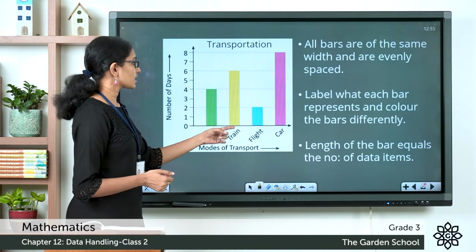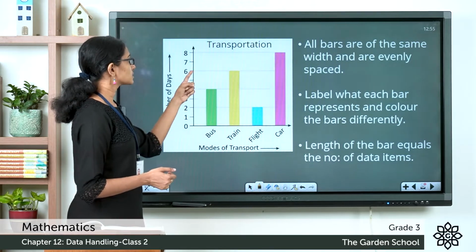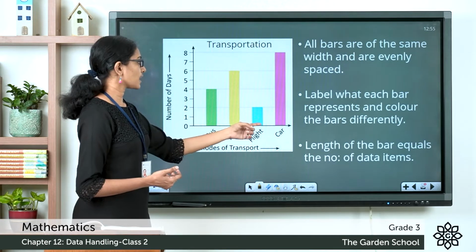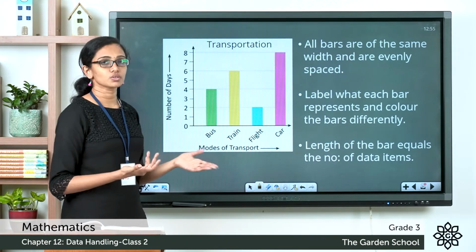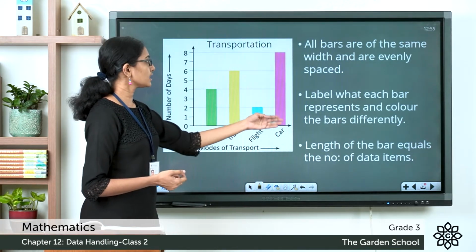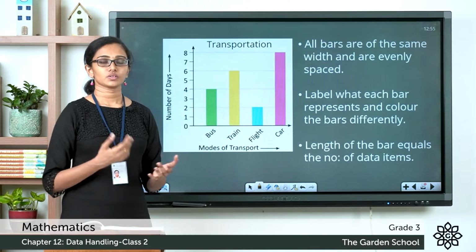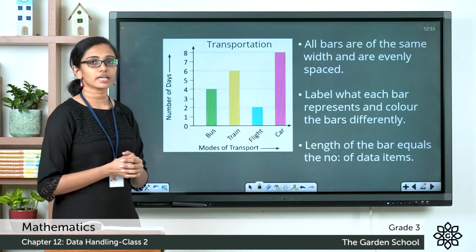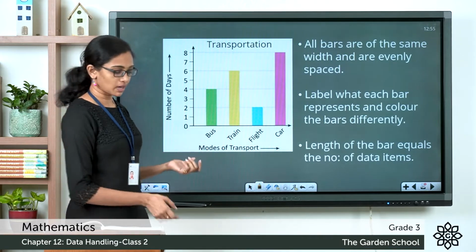Now he used train as a mode of transport for 6 days, and he used flight as a mode of transport for 2 days, and he used car for 8 days. So this was an example of how you read data or interpret data from a bar graph.